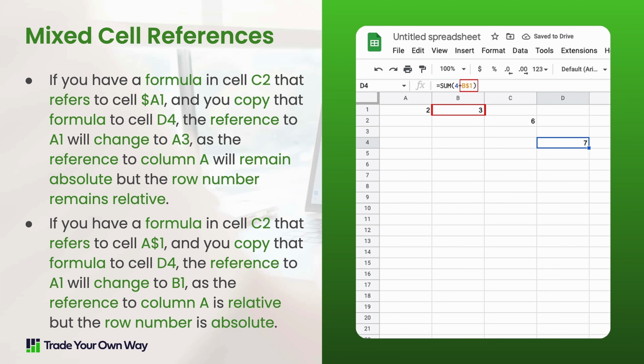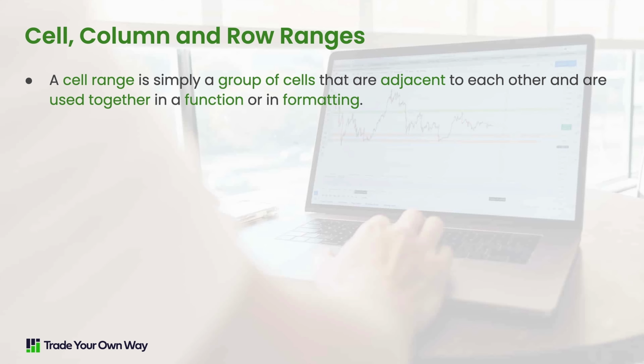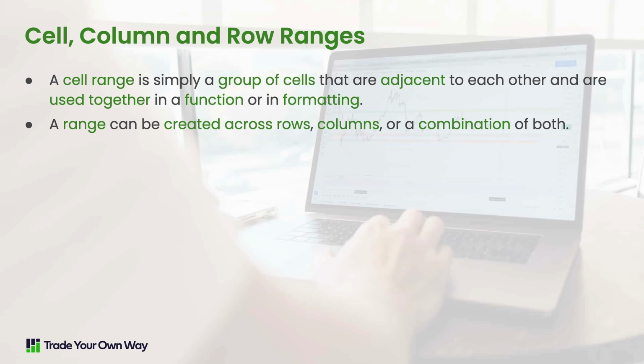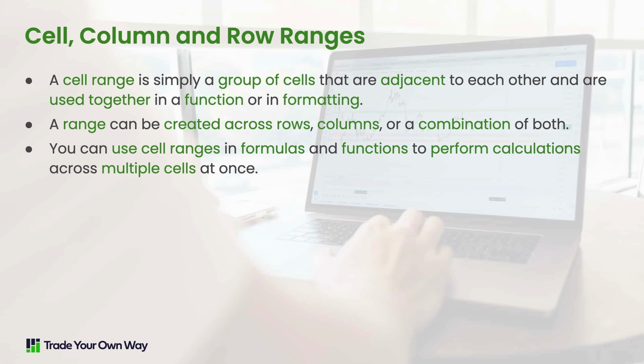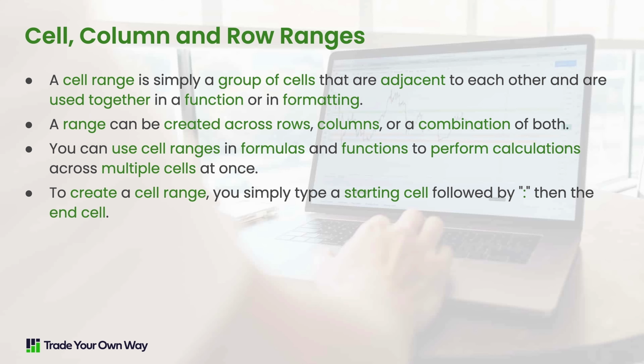A cell range is simply a group of cells that are adjacent to each other and are used together in a function or formatting. A range can be created across rows, columns, or a combination of both. You can use cell ranges in formulas and functions to perform calculations across multiple cells at once. To create a cell range, you simply start typing a cell followed by a colon, then the end cell.